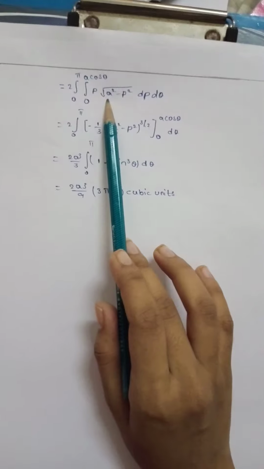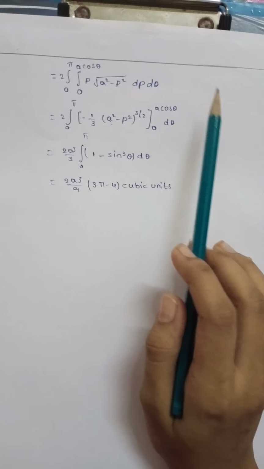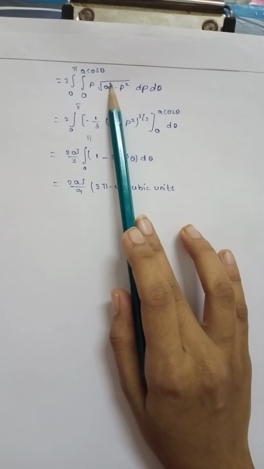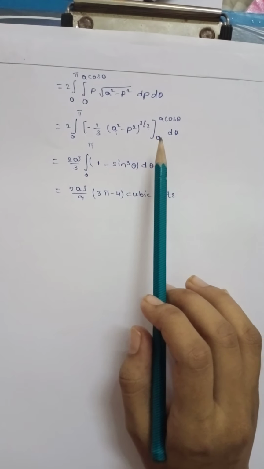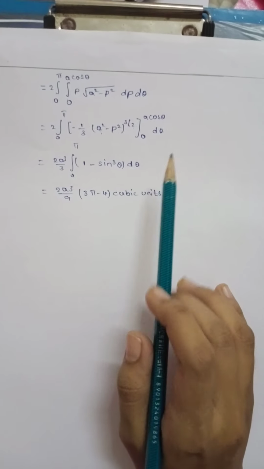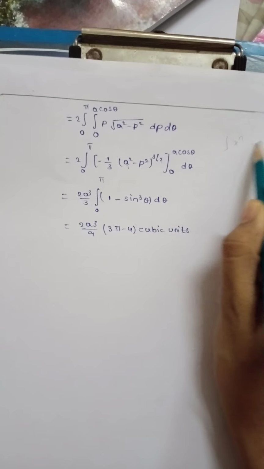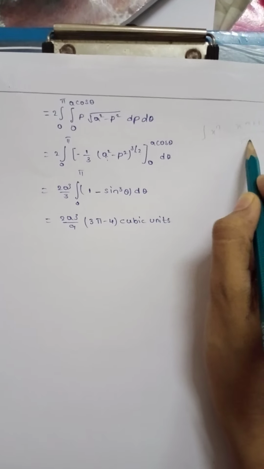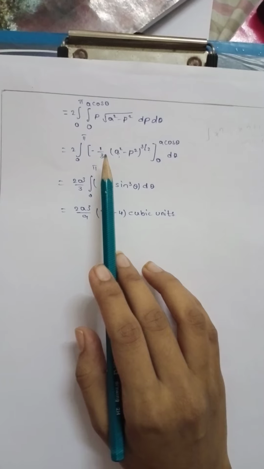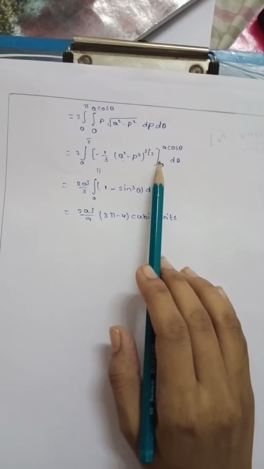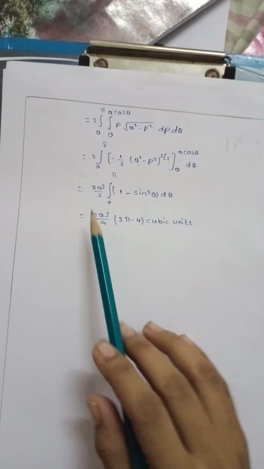Therefore, root a square minus rho square is written as a square minus rho square whole power 1 by 2. We can take this root to the power side. Then we get integral a square minus rho square into power 1 by 2. We know the formula that integral of x power n is equal to x power n plus 1 by n plus 1. Therefore, we can write 2 integral 0 to pi minus 1 by 3 into a square minus rho square whole power 3 by 2 from 0 to a cos theta d theta.